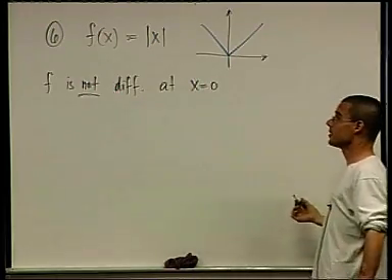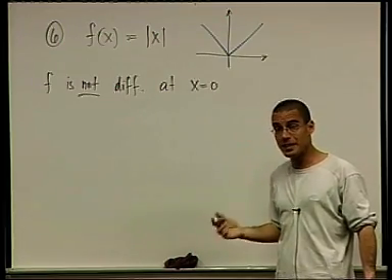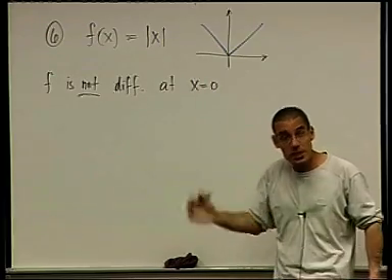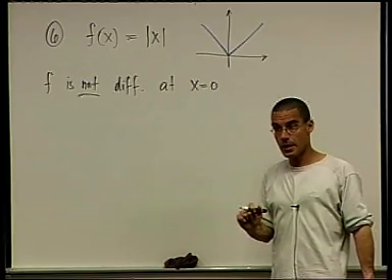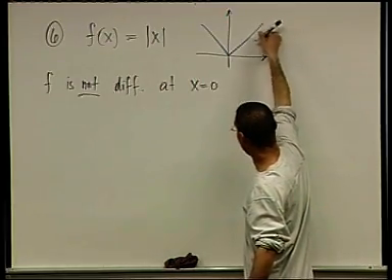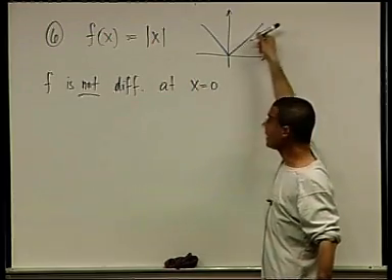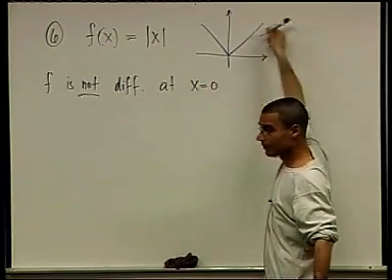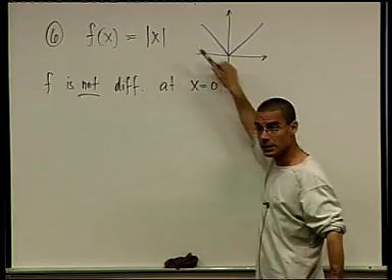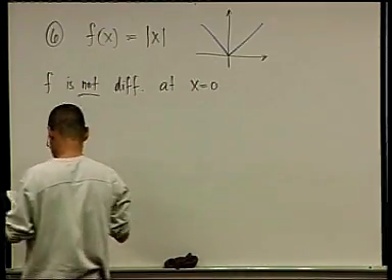So why not? In order to say that it's not differentiable, we have to show that the limit that defines the derivative doesn't exist, right? And why is it not going to exist? Because when we come from the right, what's that limit going to be? 1, right? Because it's the slopes on the right. When we come from the left, what's the limit going to be? -1. So let's show that.